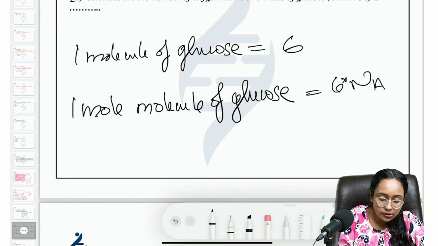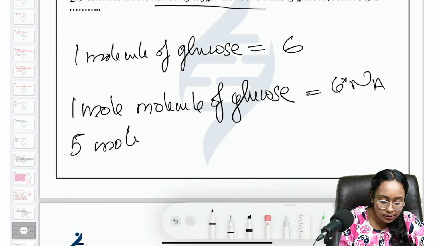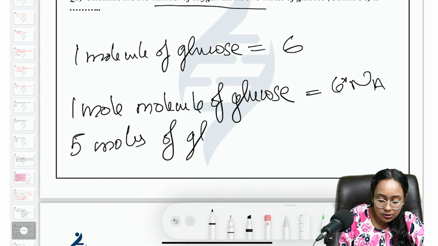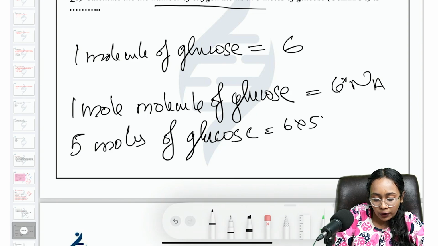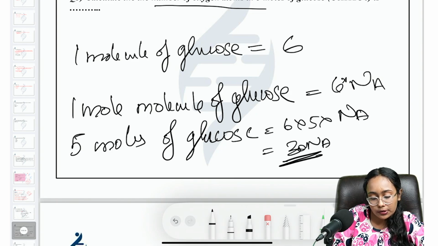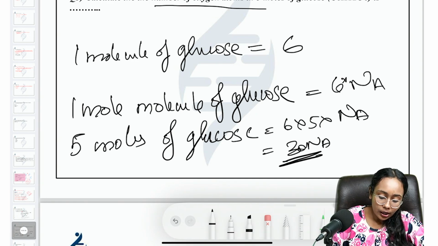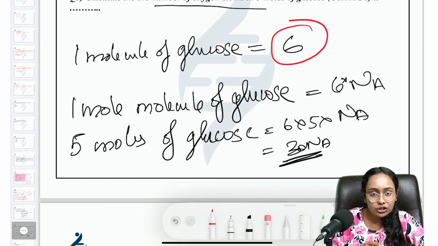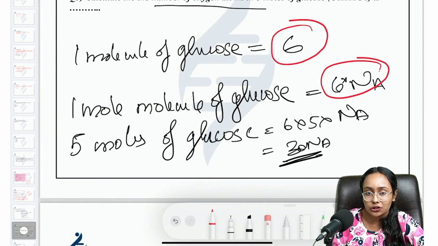The question is asked about the number of oxygen atoms in 5 moles of glucose. So 5 moles of glucose means 6 into 5 into NA, which is 30 NA. 30 into 6.022 into 10 raised to 23. So just listen once again. 1 molecule of glucose means 6 oxygen atoms. 1 mole of glucose means 6 into NA oxygen atoms. 5 moles of glucose means 6 into NA into 5. 5 sixes are 30 NA.